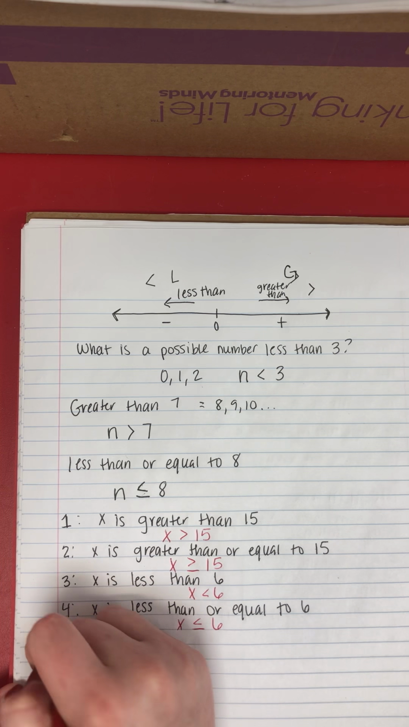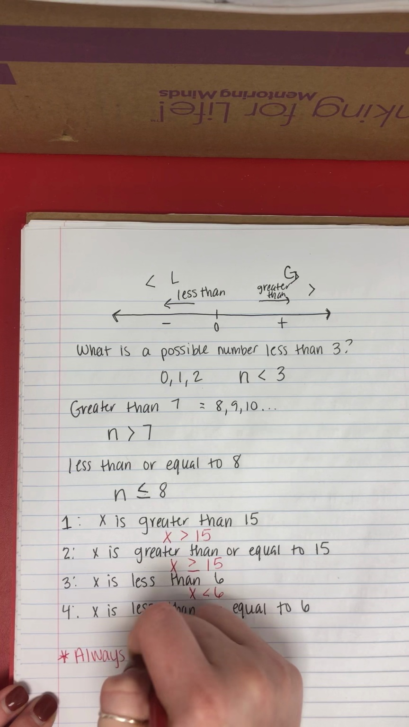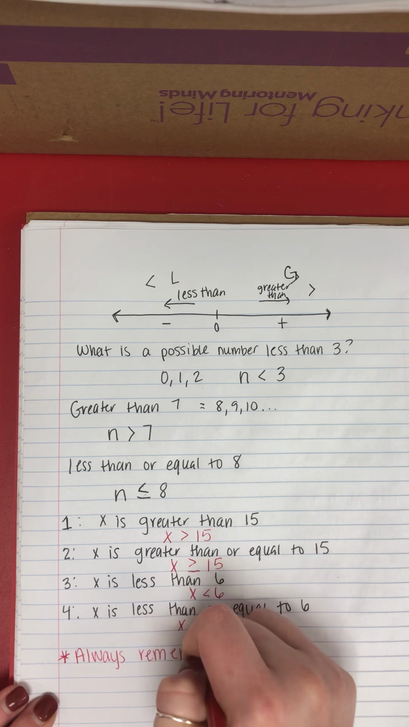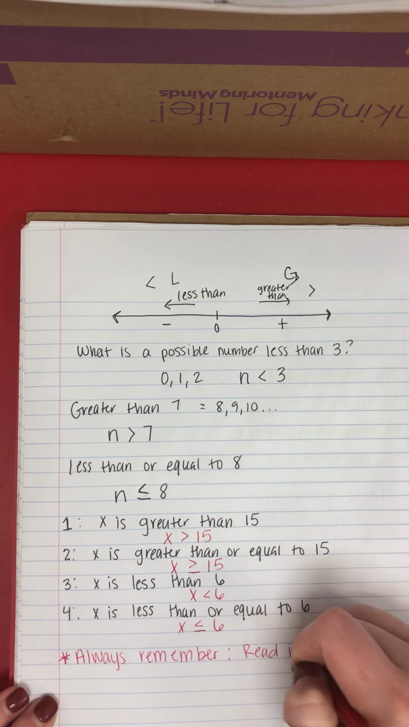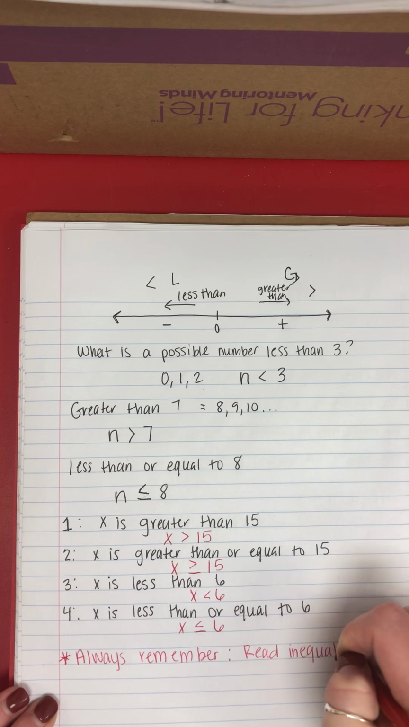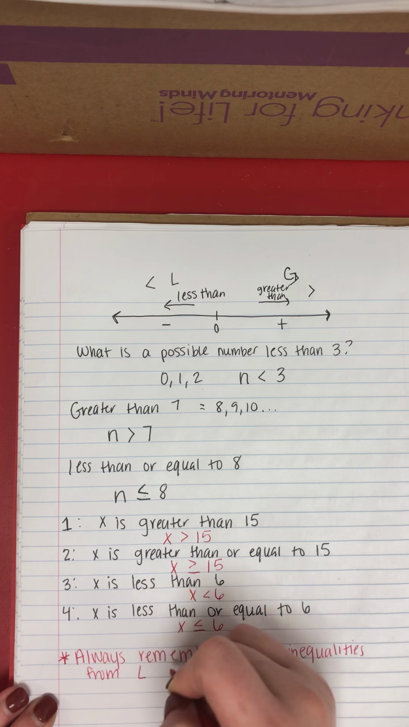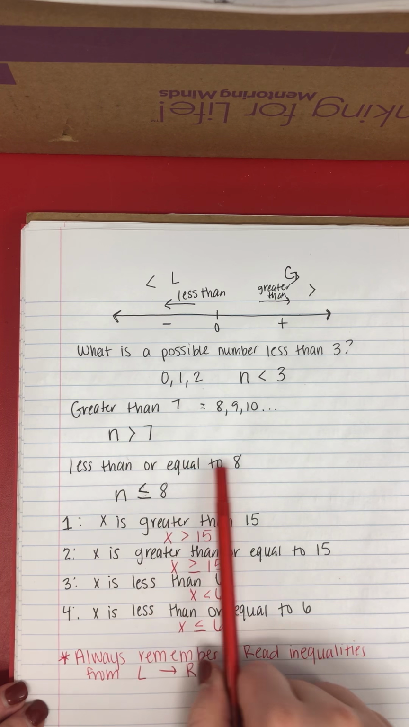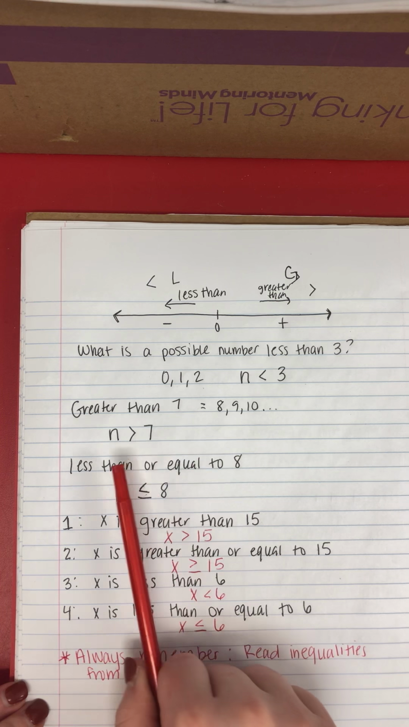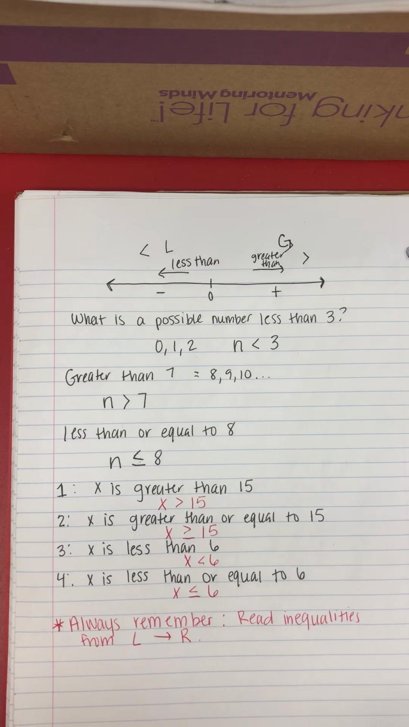Last thing that I want you to write is to always remember: read inequalities from left to right. We're in America. In America, we read less than or equal to 8, not 8 to equal or than less. Right? Let's use common sense, okay? Let's use what we know.